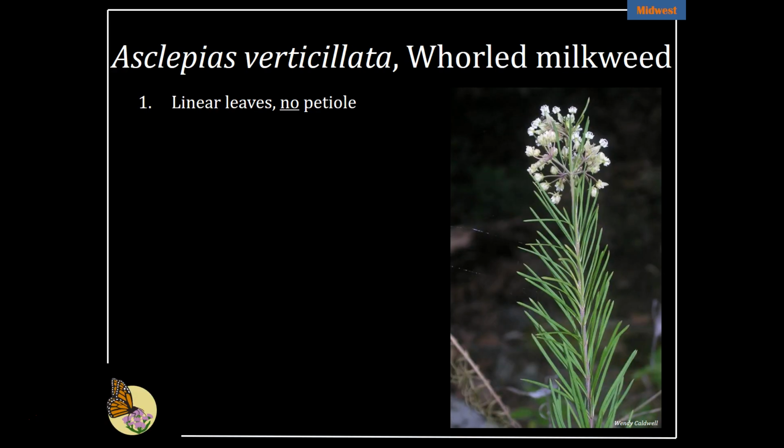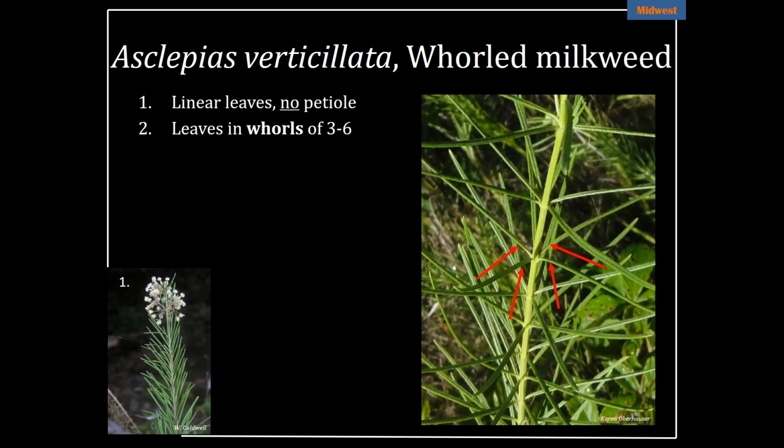Asclepias verticillata, or whorled milkweed, has linear leaves that are extremely narrow, even grass-like. There's no petiole attaching the leaves to the stem. Instead, the leaf itself connects directly to the main stem. Its narrow leaves occur in whorls of 3 to 6 leaves around the stem.